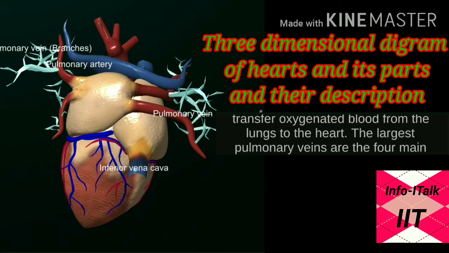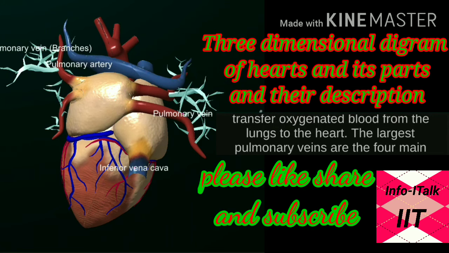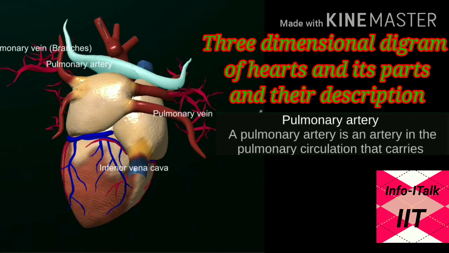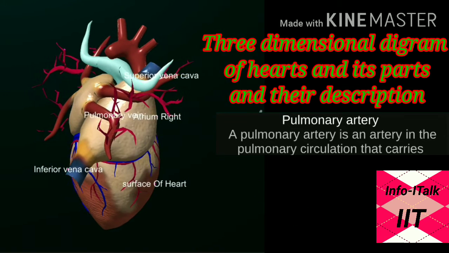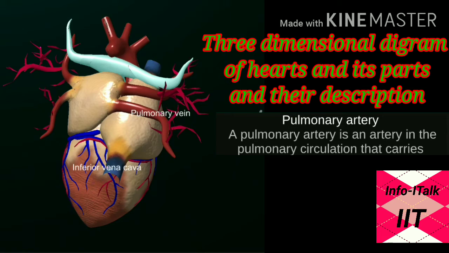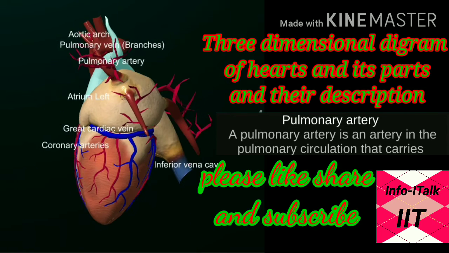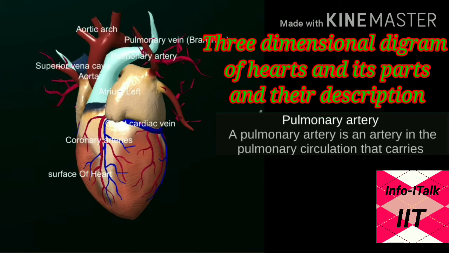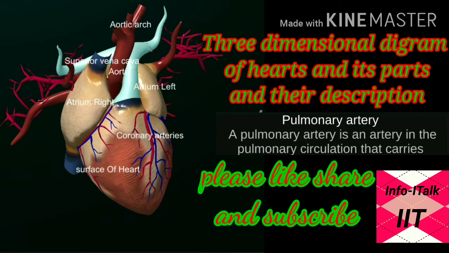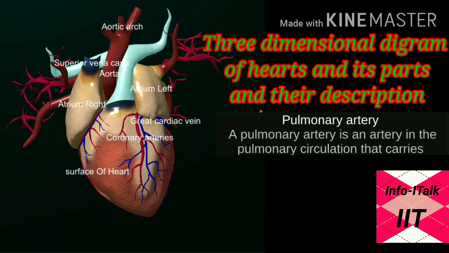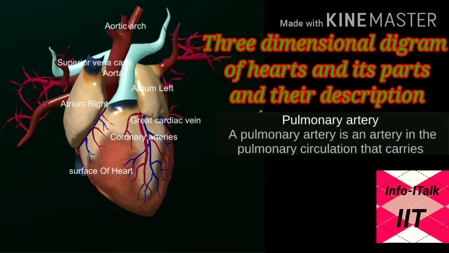Now we discuss this part. What is this part called? This is the pulmonary artery. This shows the shape of the pulmonary arteries. First we discussed pulmonary veins, now we discuss pulmonary arteries. This is the pulmonary artery.